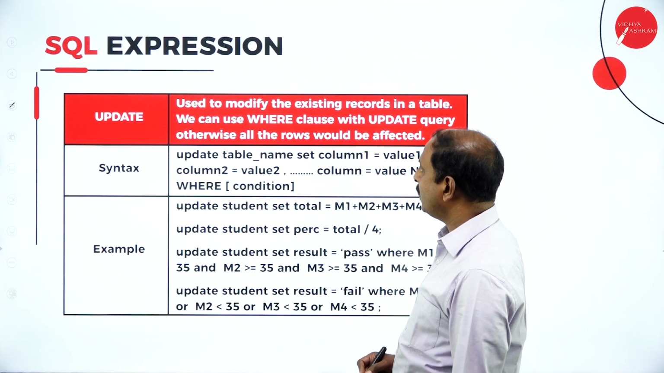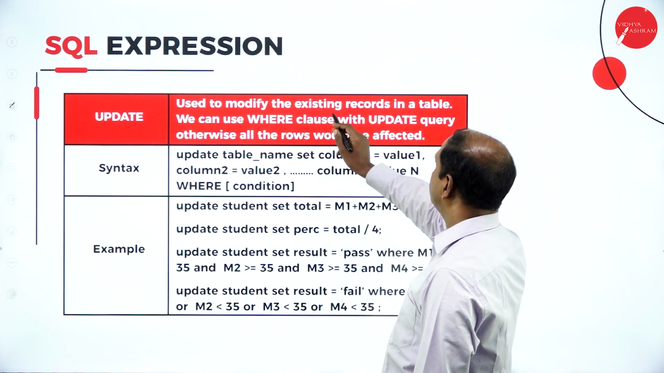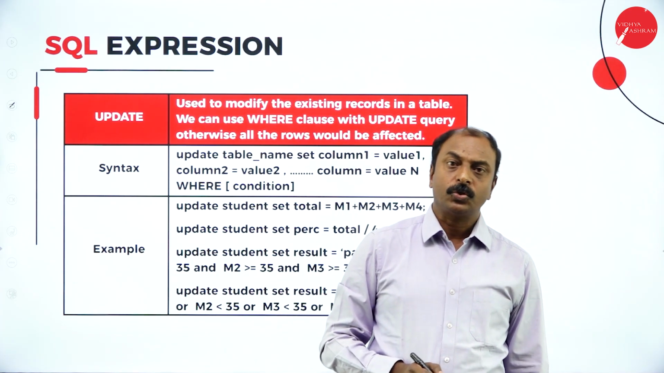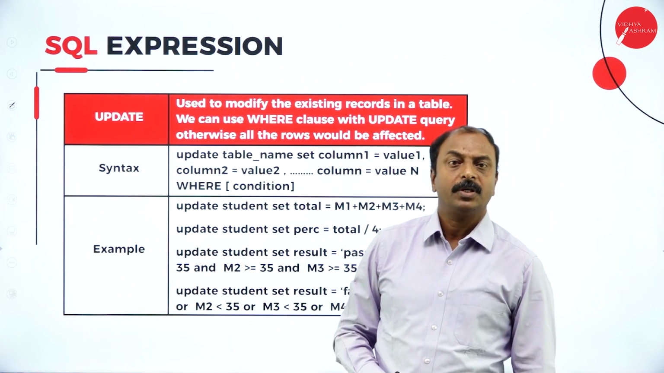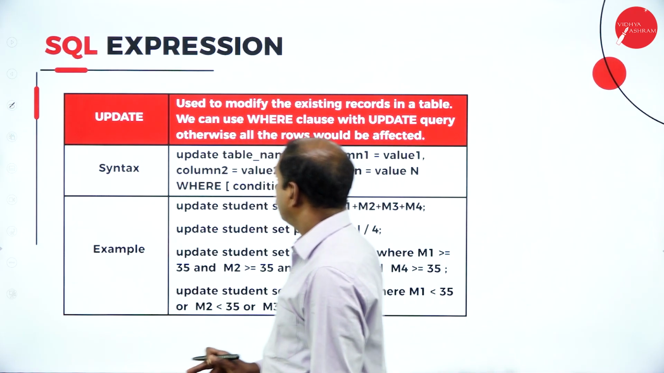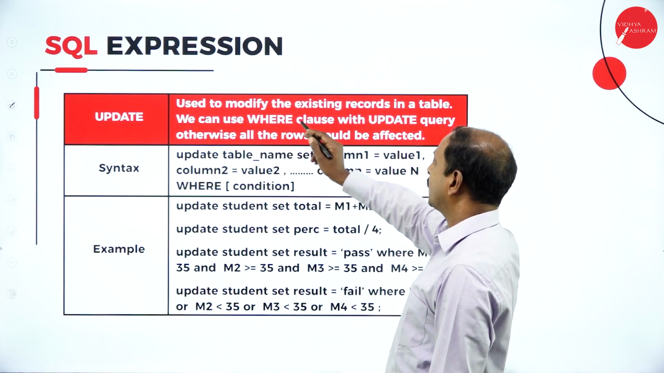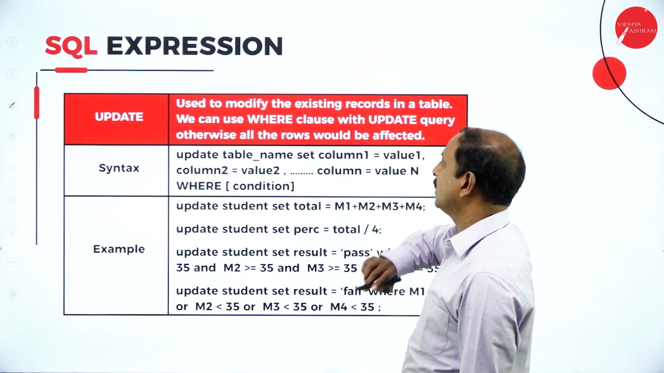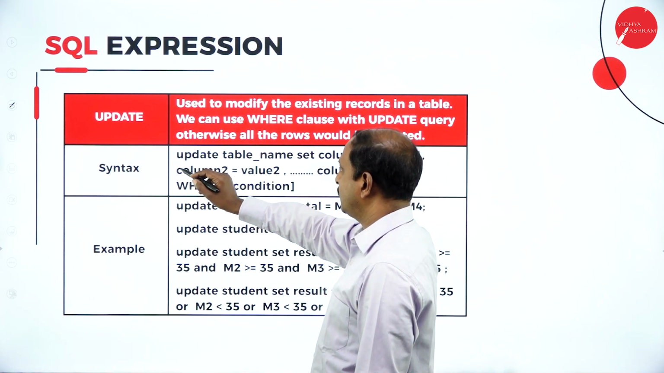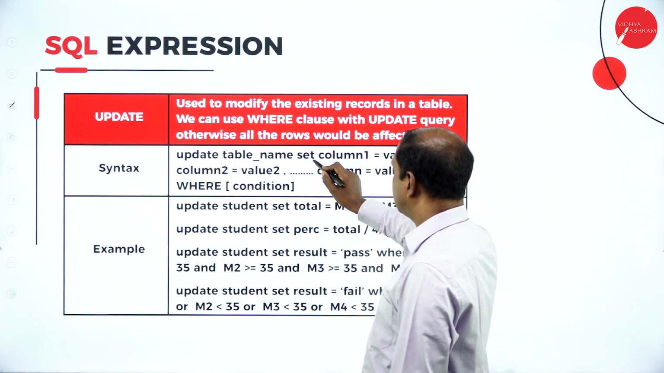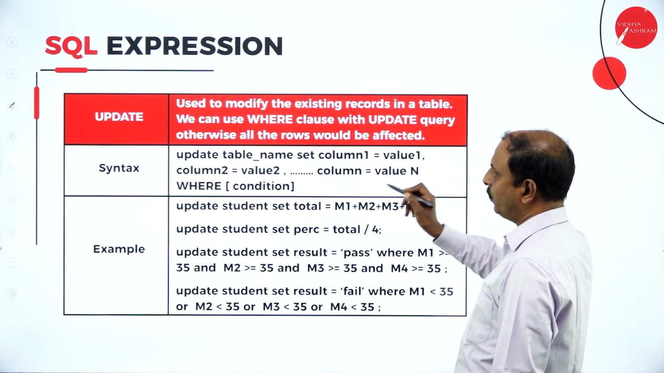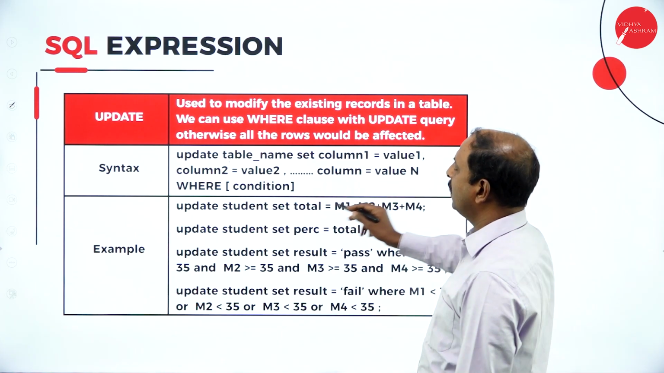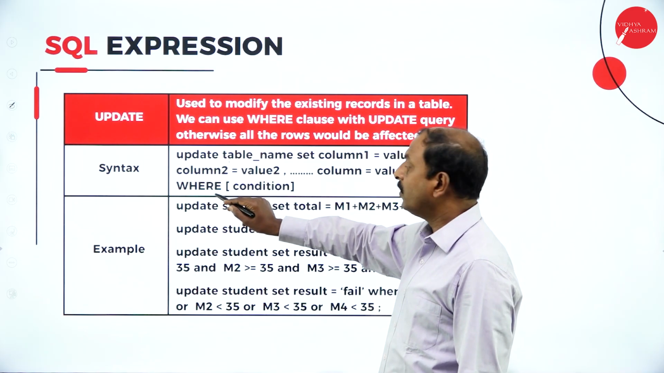Next command is the update command. So what is the update command? It is used to modify the existing records in a table, to change the values in a particular column of a particular record. We use this with the where clause. Look at the syntax: update table name, set column 1 equal to value 1, column 2 equal to value 2, column n equal to value n, where, followed by the condition.